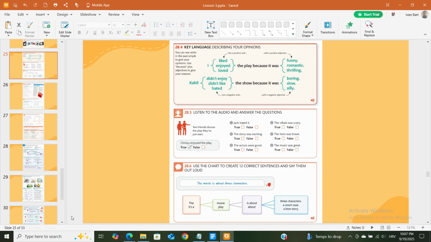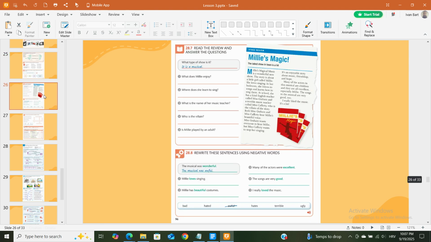28.7 Read the review and answer the questions. What type of show is it? It is a musical. What does Millie enjoy? Where does she learn to sing? What is the name of her music teacher? Who is the villain?